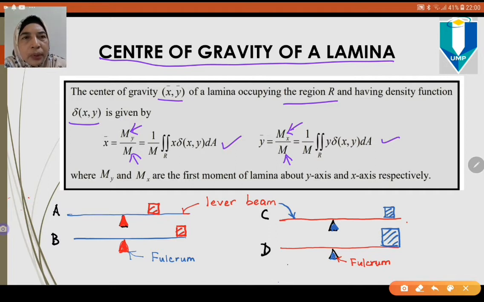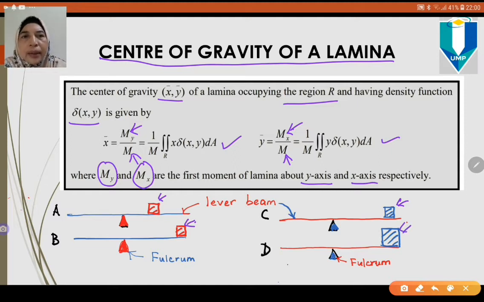Now, we want to know what is the meaning of moment. My is denoted for moment about the y-axis. Mx is denoted for moment about the x-axis. So, what is the meaning of moment? Moment is the tendency for mass, if it is placed on a level beam, to rotate.